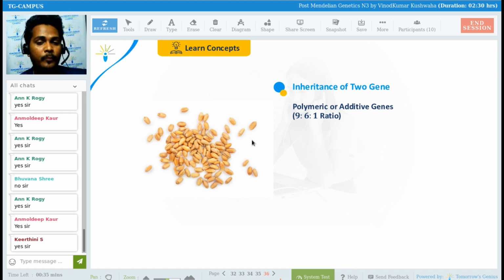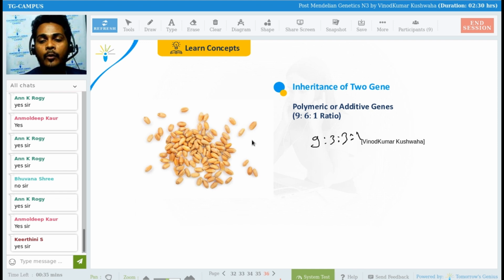So it shows the additive, double effect when found together. In the dihybrid cross, the 9 is to 6 is to 1 ratio is obtained in the F2 generation, as the phenotypes produced by the single dominant genes of the two different genes are similar. You can see the homozygous, the hetero, and the homo. So it affects the heterozygous condition, and it becomes a 9 is to 6 is to 1 ratio. Clear?